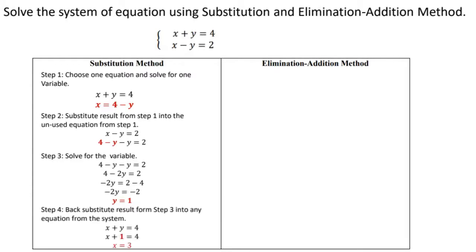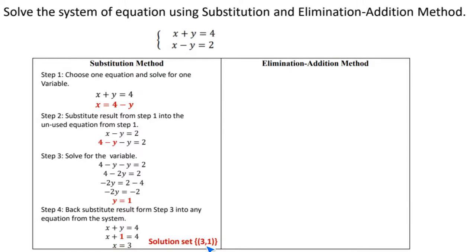Now we need to back substitute so that we can find out what x is. So your result, y equals 1, you can plug it in to any of the two equations that you have here. It doesn't matter which one you choose. So I'm going to plug it into the first one, x plus y equals 4. So I have x plus 1 is equal to 4. Subtract the 1 on both sides. So we get x is equal to 3. So our solution for this system is (3, 1).